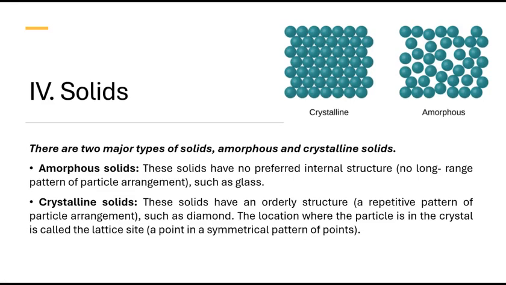4. Solids. There are two major types of solids, amorphous and crystalline solids. Amorphous solids have no preferred internal structure, no long-term arrangement or pattern of the particles, such as glass. So this would represent an amorphous atomic molecular level picture. Crystalline solids have an orderly structure or a repetitive pattern of particle arrangement, such as a diamond.